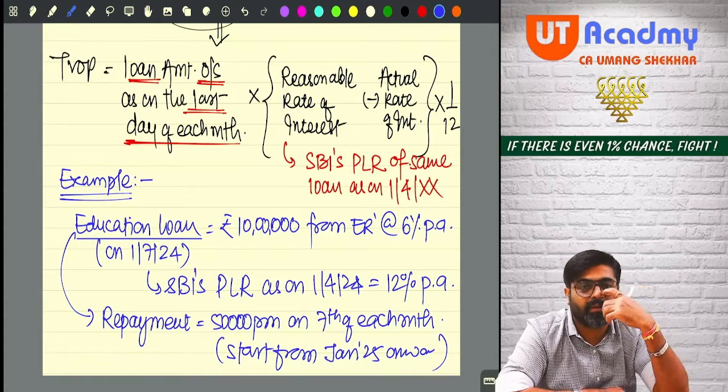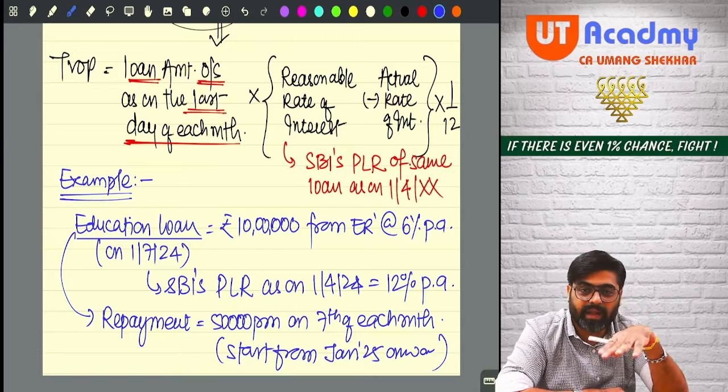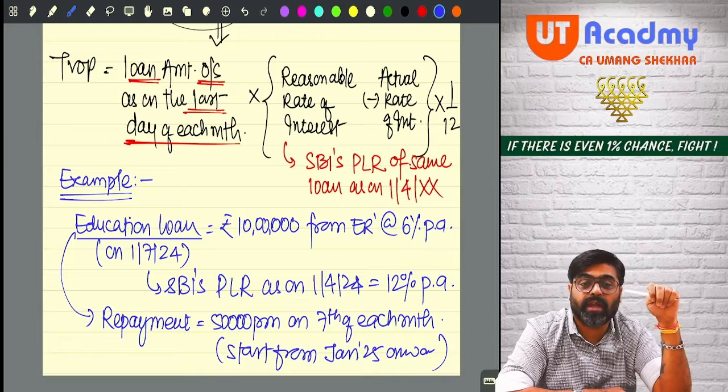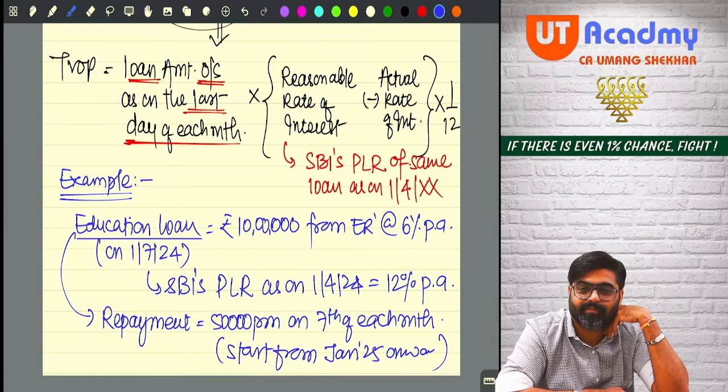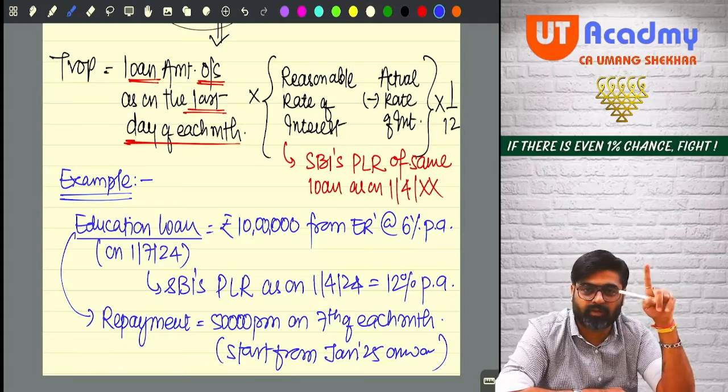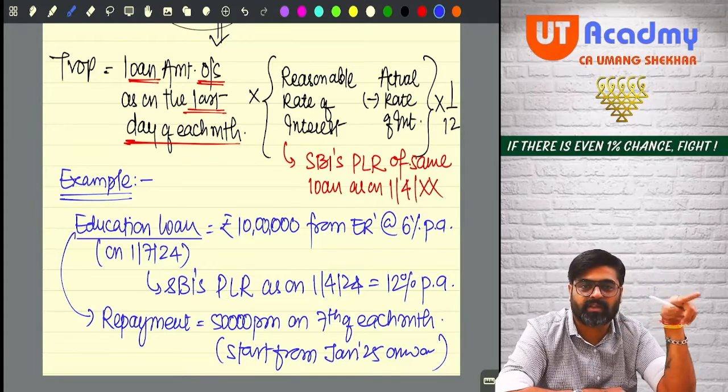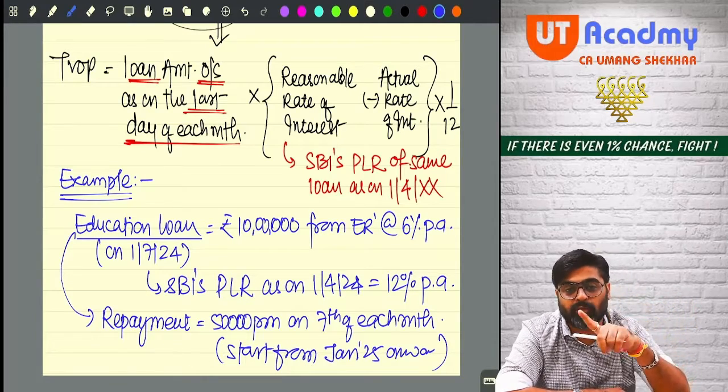For February month, again on 7th, 50,000 will be repaid. So the loan amount outstanding will be 9 lakh into 6% into 1 by 12, it will be 4,500. And for March, it will be 4250. Please check. Got it? So now 30,000 for the first 6 months, 5,000 each month. Then starting from January, 4750, 4500 and 4250.